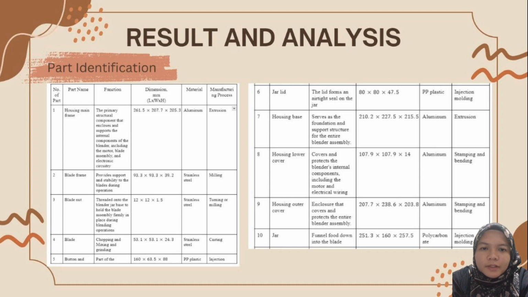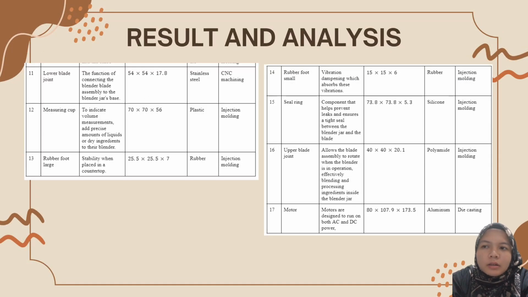We have 17 parts identified, which are housing mainframe, blade nut, blade, button and circuit holder, jar lid, housing base, housing lower cover, housing outer cover, jar, lower blade joint, measuring cup, rubber foot large, rubber foot small, seal ring, upper blade joint and motor.